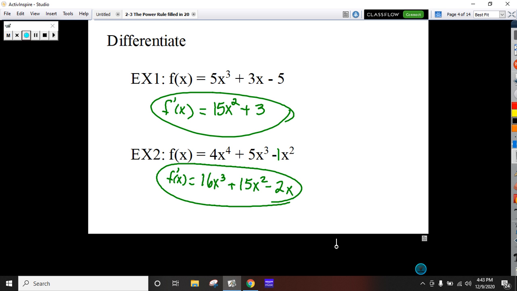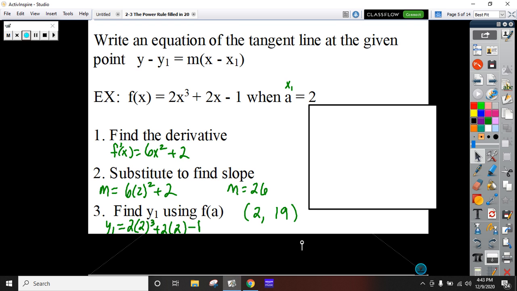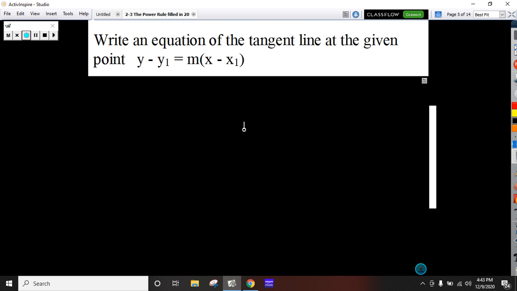So it really does simplify the process, and it allows you to take the derivative of much larger equations much easier, because if I tried to give you something like this where you had 3 different places to plug in the x and you had to take it times itself 4 times or 3 times, that gets a little bit tedious. So that allows us to do a little bit more. Then the other thing we did was we wrote an equation for a tangent line. So it took us a little bit to find the slope, and then once you find the slope, you need the y1, the x1. So using the power rule now, we can simplify that process again.